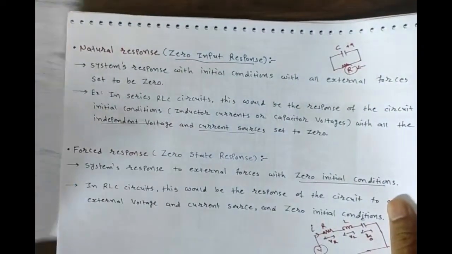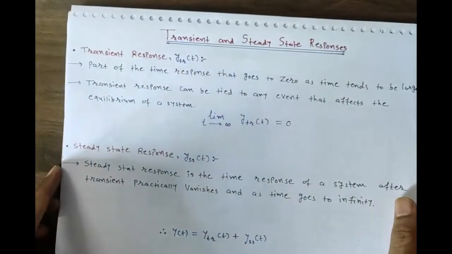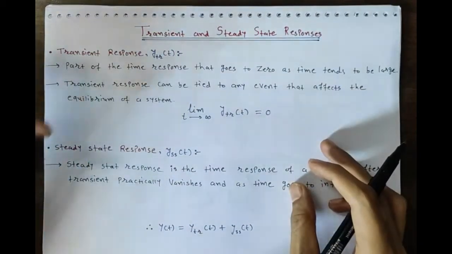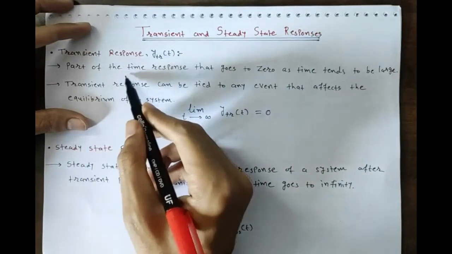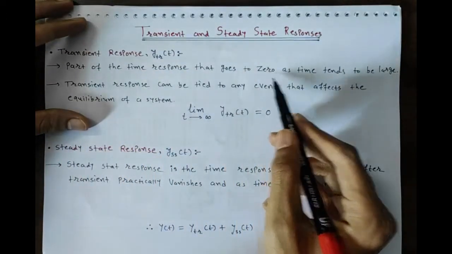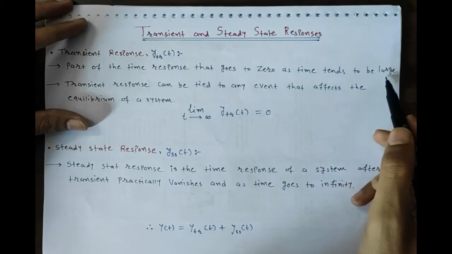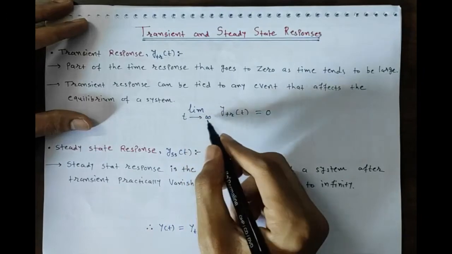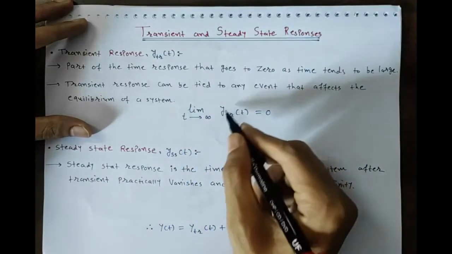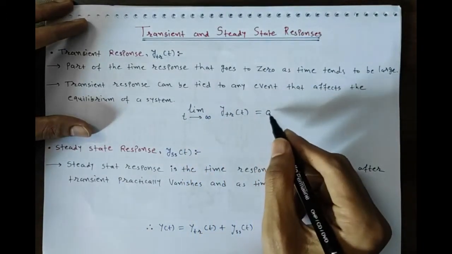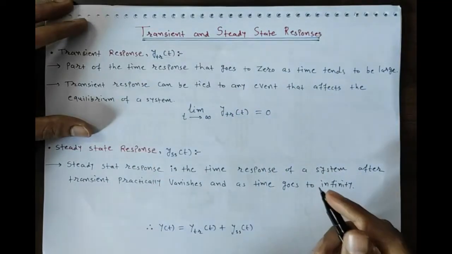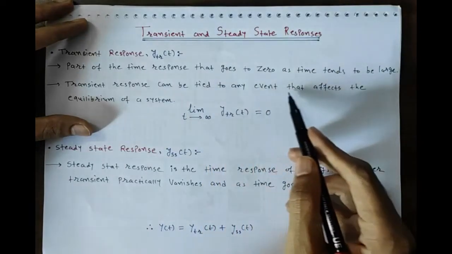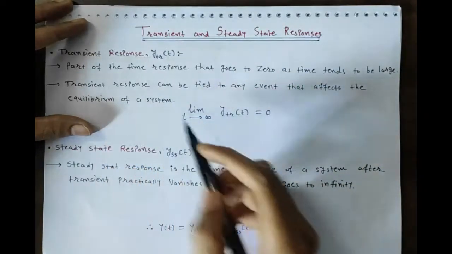Some other kind of response is, let's say, the transient response and the steady state response. So what is the transient response? So the part of a time response that goes to 0 as time tends to be very large. Ideally, let's say the time tends to infinity. So the limit as time tends to infinity, the value of the function or the response is 0. Okay, it is known as a transient response. So the transient response can be tied to any event that affects the equilibrium of the system.